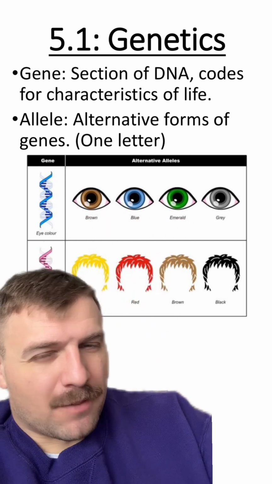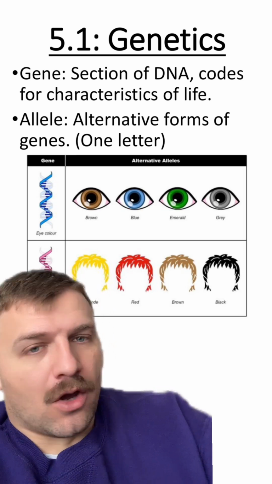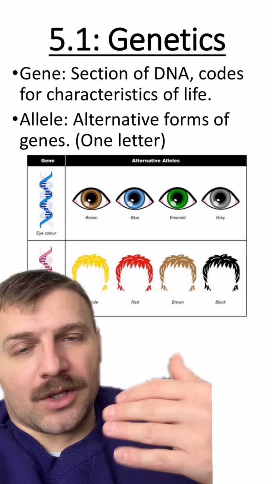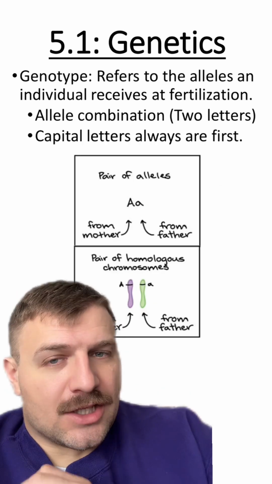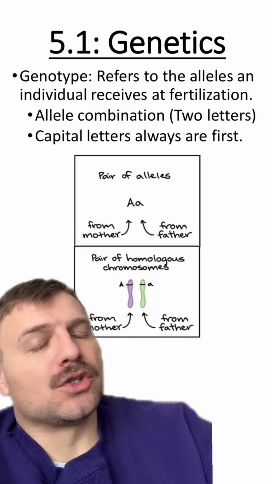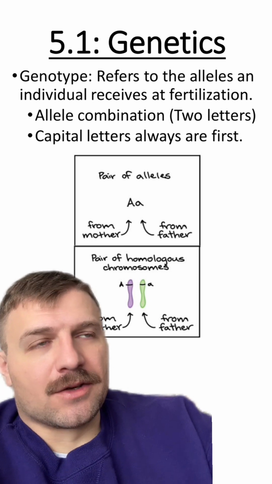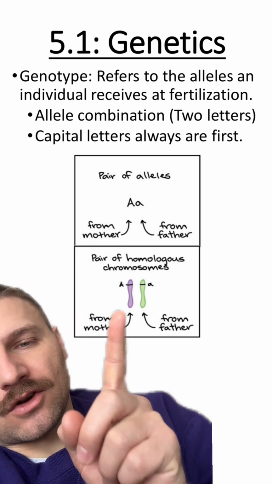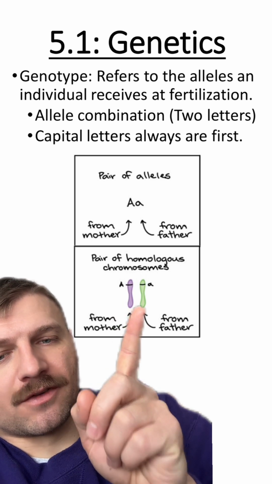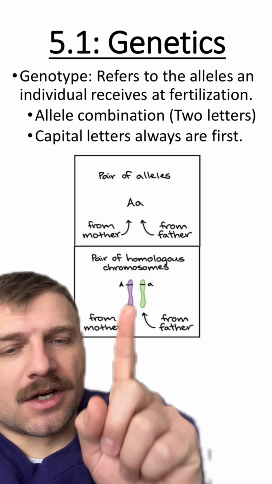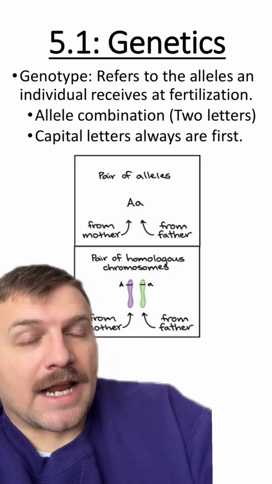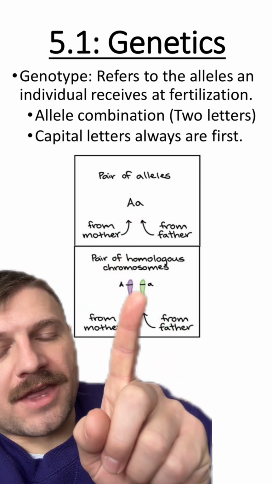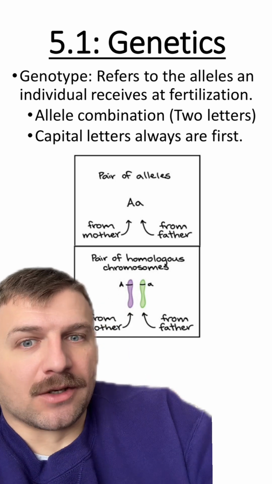We typically represent an allele with one letter, but not always. You're going to see that there are other cases where there are more than one letter, but for the most part, we represent one letter as an allele. A genotype is an allele combination, usually of two letters. These refer to the alleles an individual will receive at fertilization. If you look here, remember, we get one of these chromosomes from mom and one of these chromosomes from dad. These homologous pairs of chromosomes are going to have genes on them. These genes are going to have those alleles that we've been talking about. So we represent each of these chromosomes with a letter to represent what type of allele you inherited.